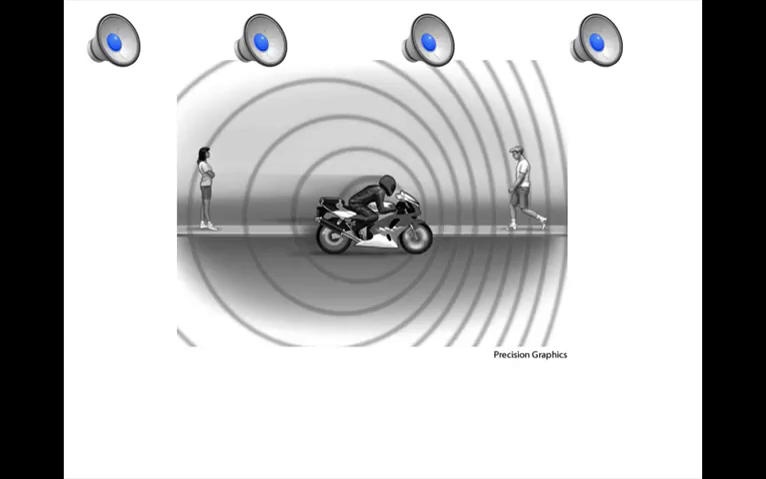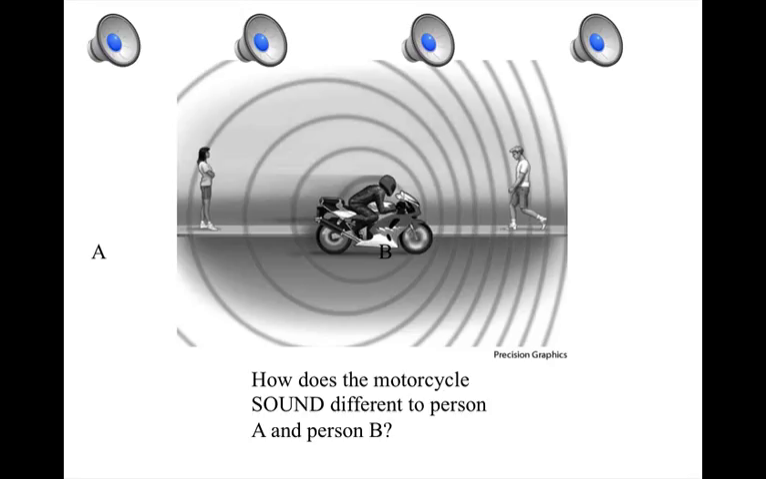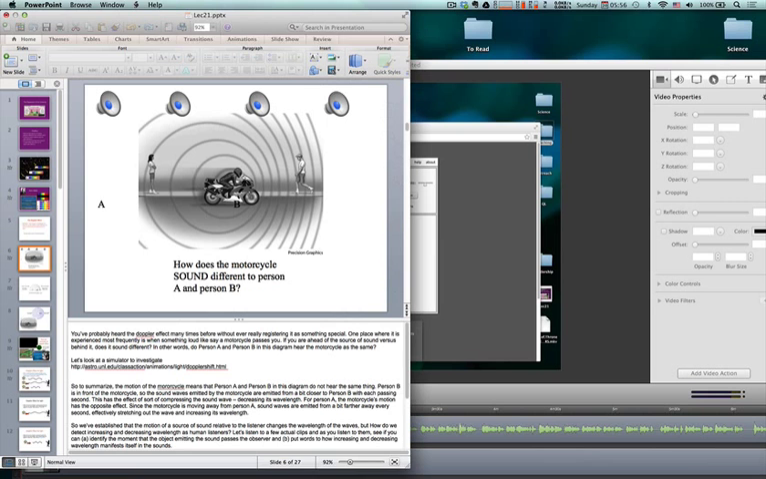In other words, do person A and person B in this diagram hear the motorcycle as the same? Let's look at a simulator to investigate this question.